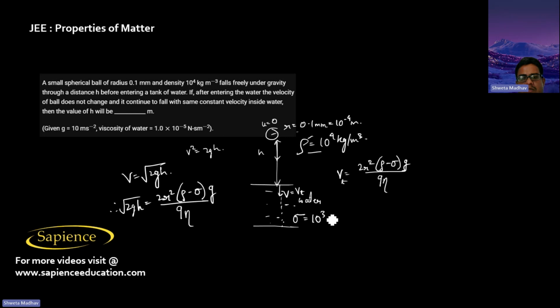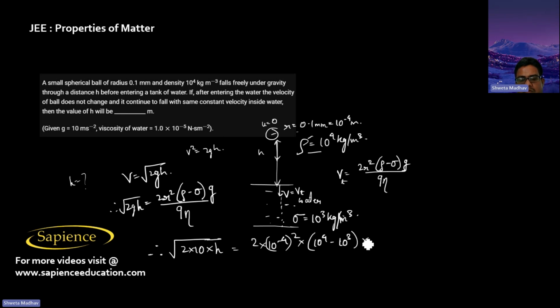Sigma will be 10 power 3 kg per meter cube, and g will be 10. So therefore we can say root over 2gh, 2 into 10 into h. So the value of h we have to find out. Root 2gh is equal to 2 into r square, that is (10 power minus 4) whole square, into (10 power 4 minus 10 power 3) into g, that is 10, divided by 9 eta. Eta is 10 power minus 5.